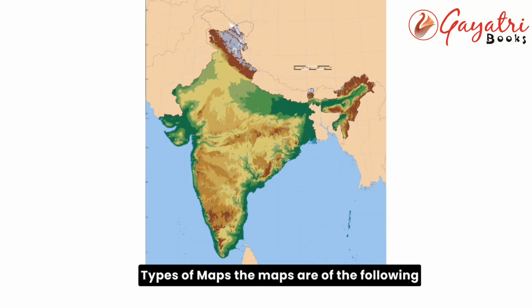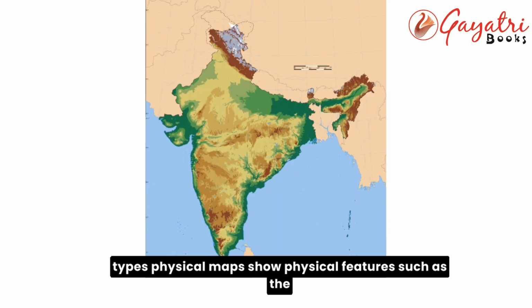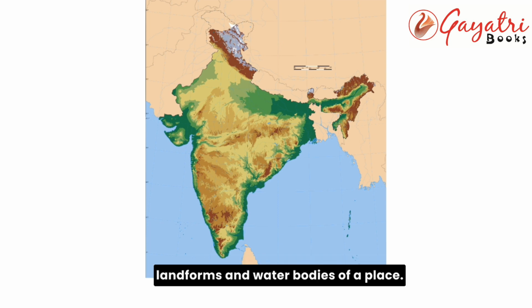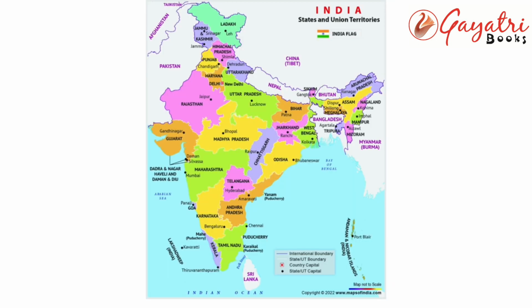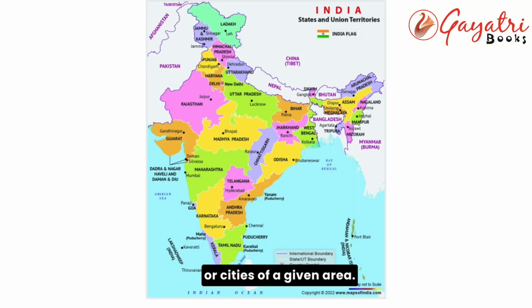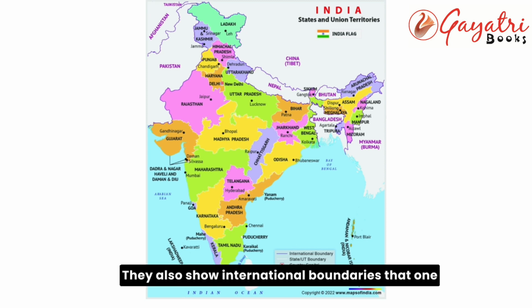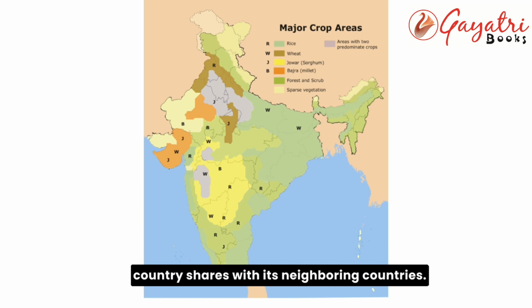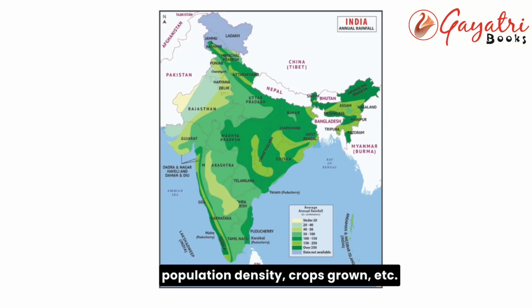Types of maps. The maps are of the following types. Physical maps show physical features such as the landforms and water bodies of a place. Political maps show different states, countries or cities of a given area. They also show international boundaries that one country shares with its neighboring countries. Other information such as rainfall patterns, population density, crops grown, etc. can also be represented on the map of an area.